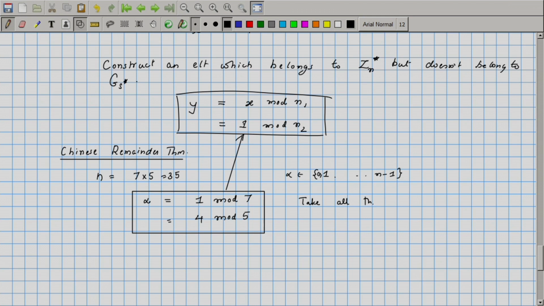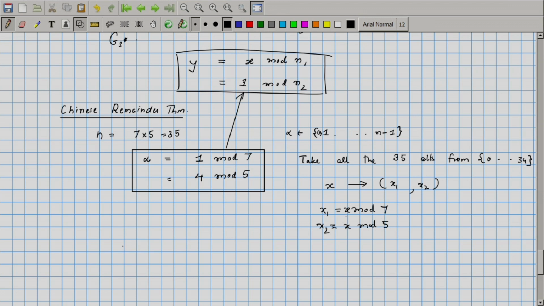Take all the 35 elements from, let us say, 0 to 34. Any element, let us say x, is being mapped to the following pair. Let me call it x1, x2, where x1 is equal to x mod 7 and x2 is x mod 5. So, every number is basically mapped to a pair of numbers, the first element in the pair being x mod 7 and the second element being x mod 5.